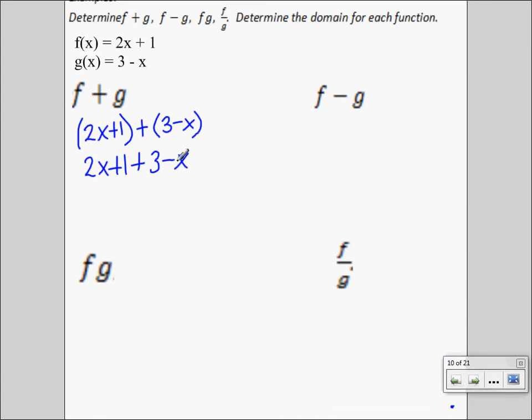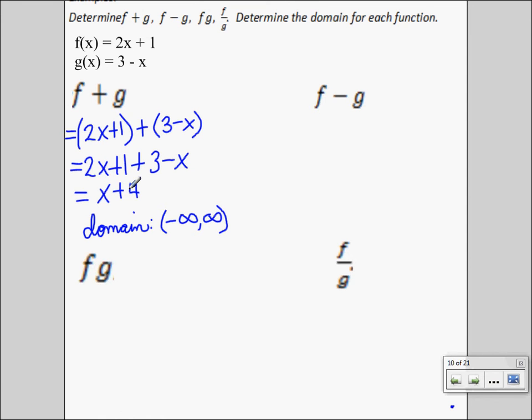Now we want to bring together like terms. So we will have everything with an x, which is the 2x minus x. This leaves us with x. And we have 1 plus 3, which is plus 4. So what does x plus 4 have as a domain? The domain will be negative infinity to positive infinity, because what we put in for x will work as a defined function.